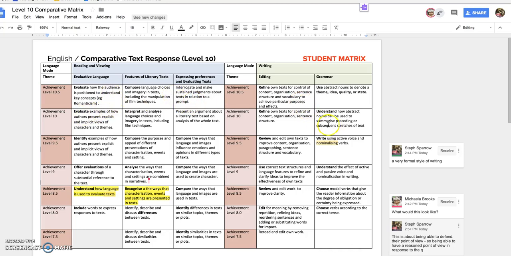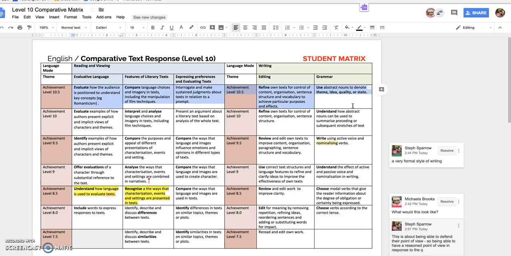Maybe not in all of these sections, but maybe we've really been focusing on writing, all right, and editing. So we'll see that movement up to 10.5 here. The only time you'll see me definitely concerned is if for some reason you've gone down. So if we've seen you go down in features of literary texts. Anyway, this is what your matrix will look like. You will get a hard copy of this, and in class we will spend time going through each of these different little sections. Content descriptors is the fancy word for them. But today, in this screencast, I really just want to focus on these top ones.